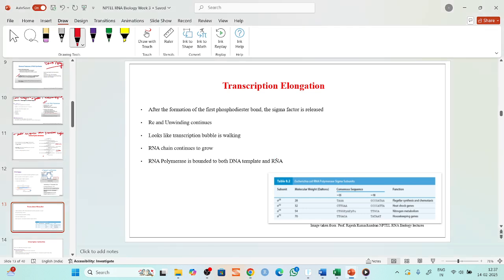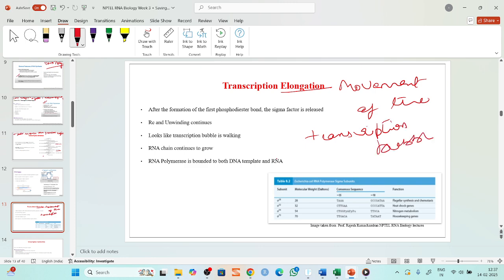It is the movement of the transcription bubble. That means the transcription bubble that has opened now sequentially walks over the DNA template, and locally wherever the DNA gets melted, that portion of the DNA is transcribed to RNA.